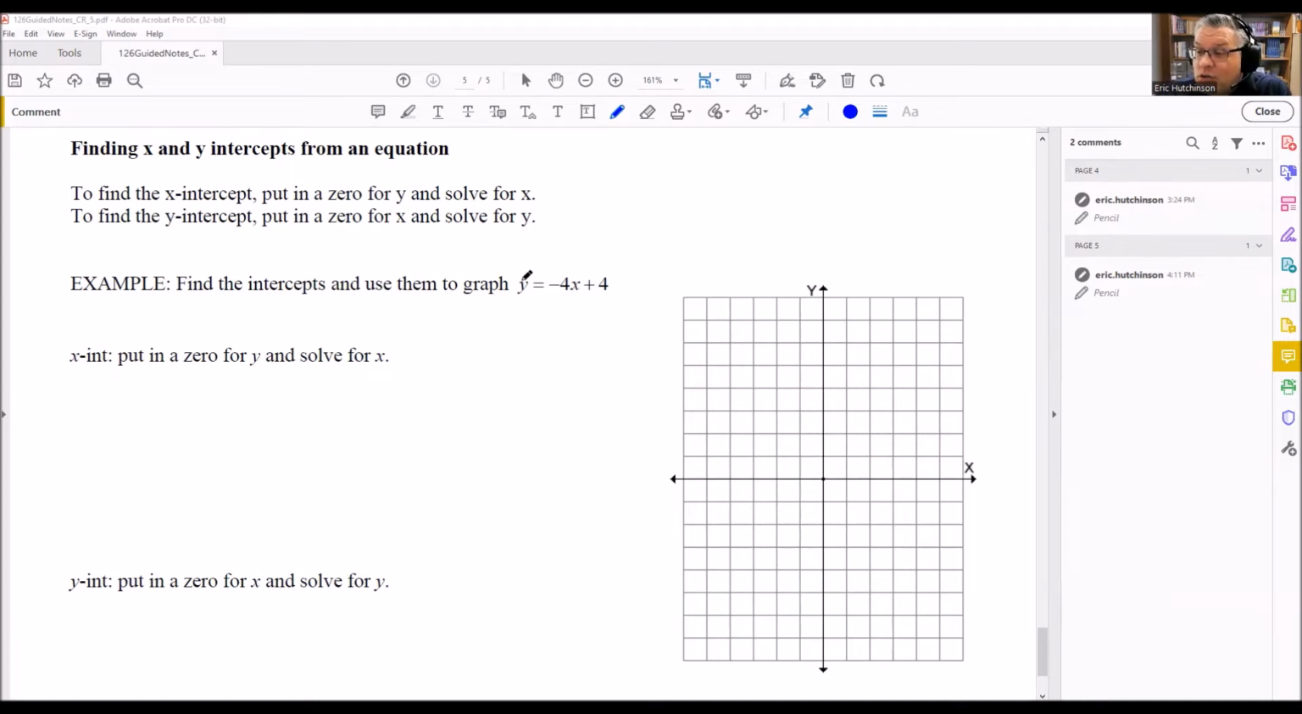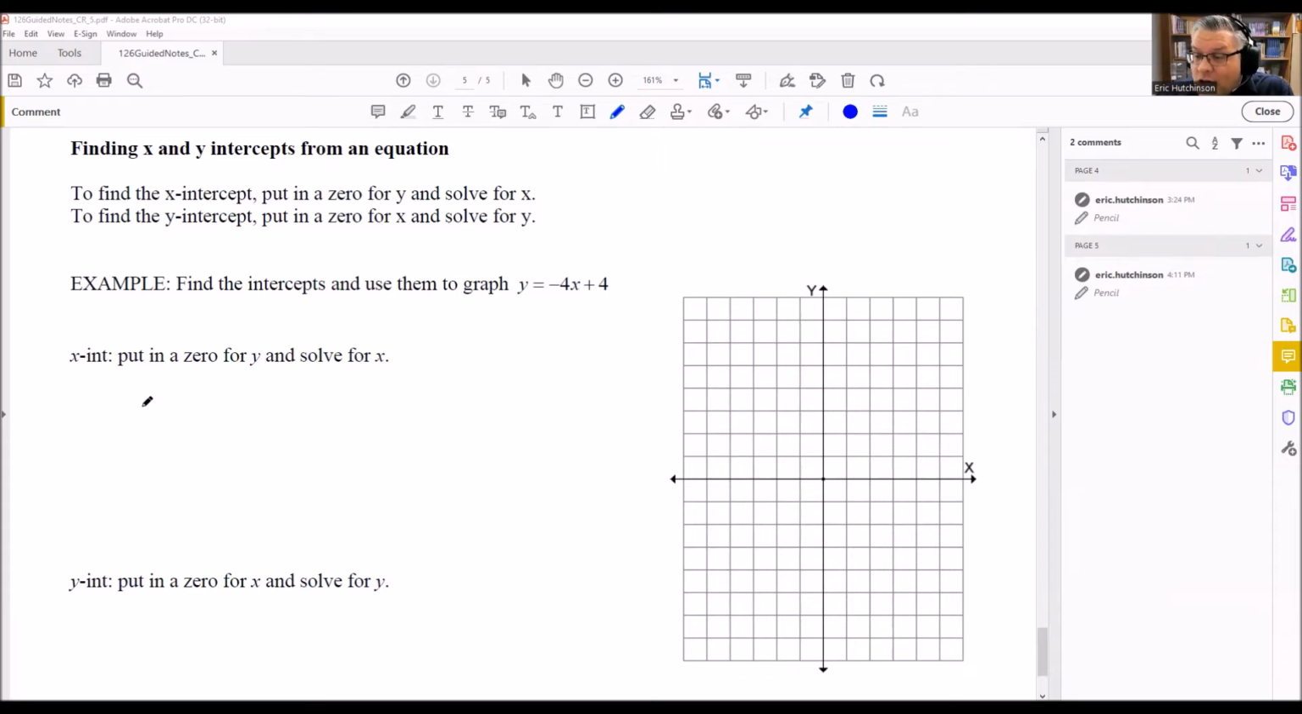Find the intercepts and use them to graph. So what's going to happen is we're going to find the two intercepts. That's going to be 2 points on our line, and then we can just connect those points with the line, and that's going to be another way that we can graph this without making a whole table and that sort of thing. So here, for this line right there, put a 0 in for Y and solve for X.